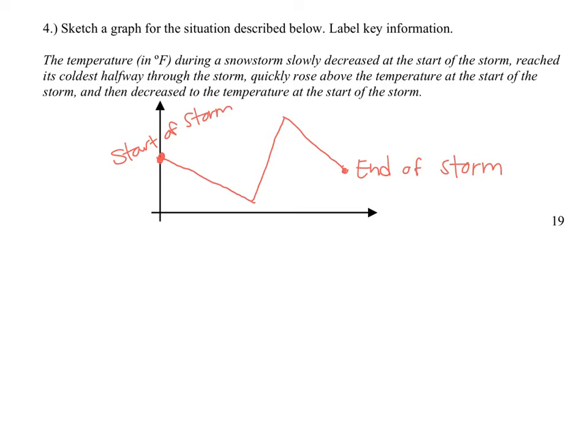On the y-axis, we have temperature in degrees Fahrenheit, and on the x-axis, it's time. So here, about halfway through, is where we reach our lowest temperature. Here's the start of the storm and the end of the storm. So something along those lines would be fine. You just need a more shallow slope to show the slow decrease. Quickly increase means a steeper slope going up. And then it has to come back down to about where you started.